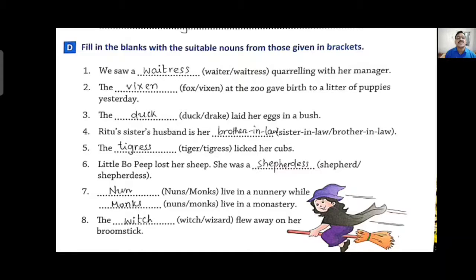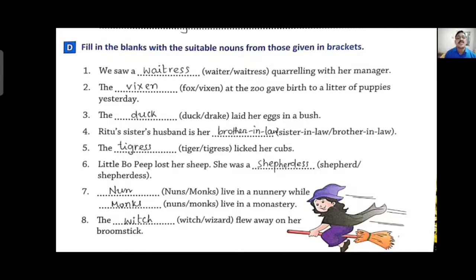Fourth one: Ritu's sister's husband is her dash (sister-in-law or brother-in-law). Ritu's sister's husband, husband means male, so it will be brother-in-law. Fifth one: the dash (tiger or tigress) licked her cubs. Cubs are generally licked by the mother, so it will be tigress. Here it is given 'her', and her means female, so tiger is not female, tigress is female. The tigress licked her cubs.